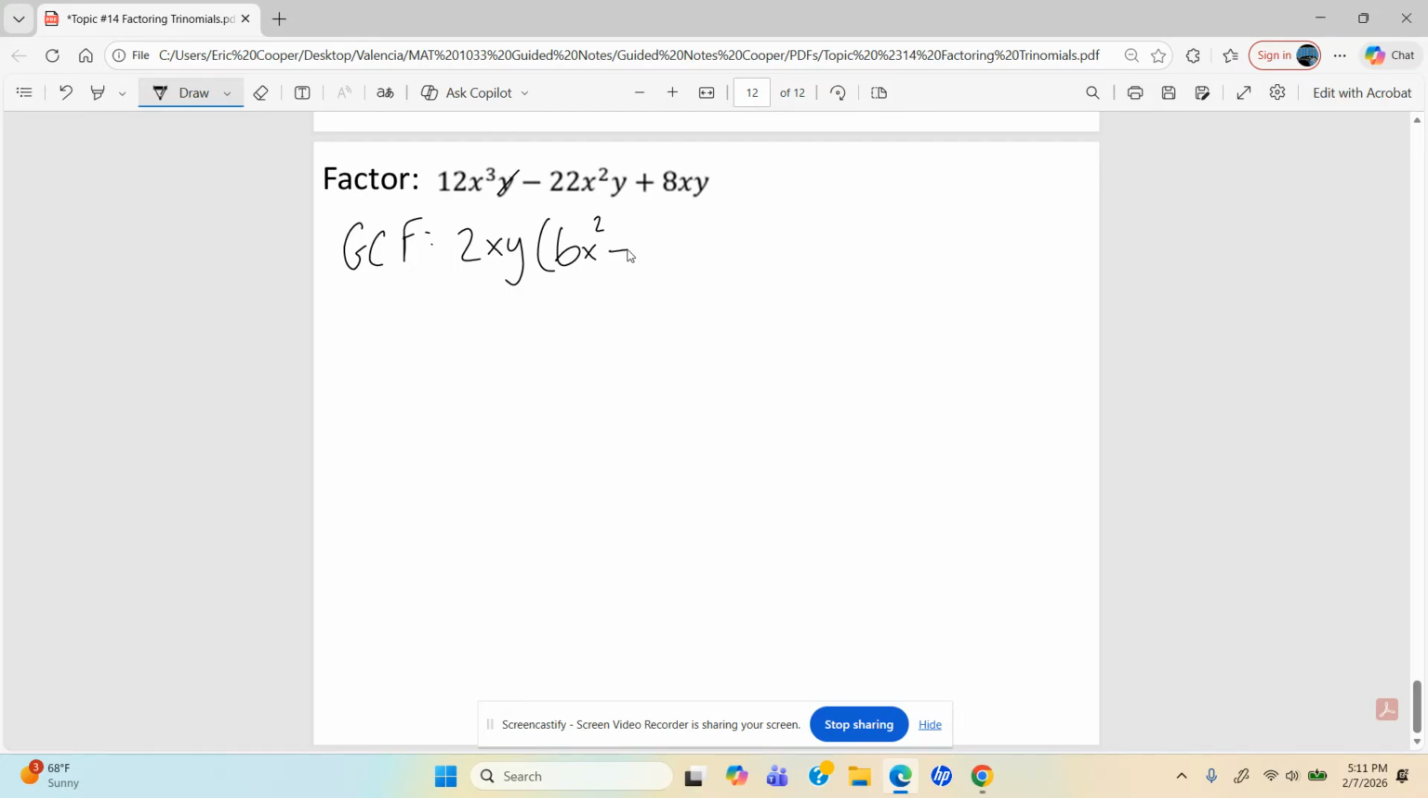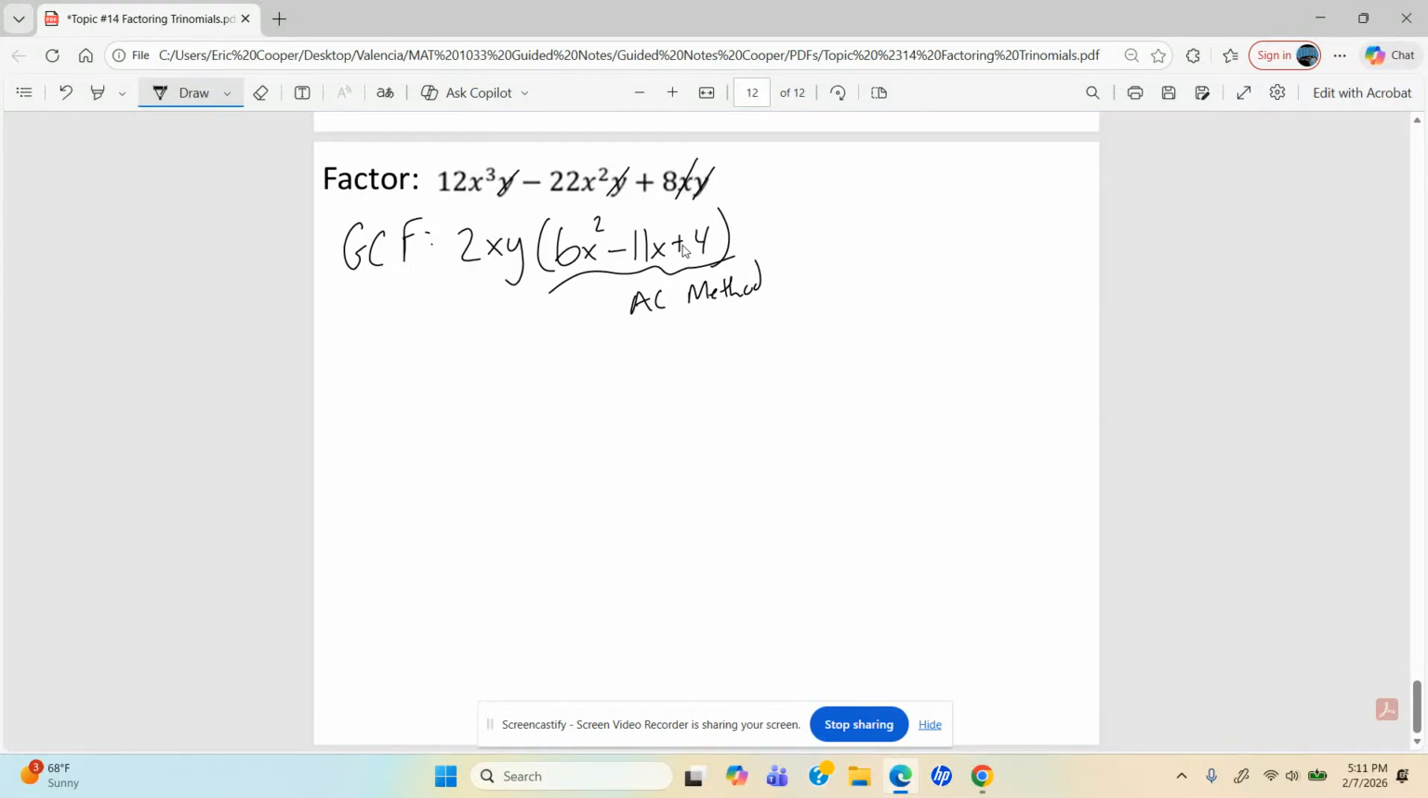22 divided by 2 is negative 11. 2 x's, I take away 1x, that leaves me with x. Here again the y cancels. 8 divided by 2 is 4. Here the x cancels, and the y cancels with this. Now, this I can use the AC method on. It's still 3 terms. There's a number in front that's bigger than 1.